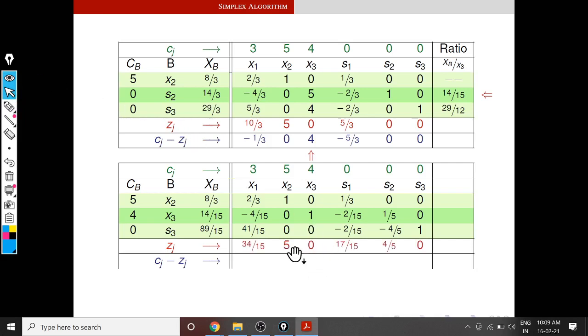34/15 ശരിയാണോ? അതെ സർ. ഓക്കെ ഓക്കെ. എനിവേ 30/15, 5, 0 ഇതിങ്ങനെ വരും. ഇനി ZJ - CJ കണ്ടുപിടിക്കാൻ പറ്റും ഉറപ്പായിട്ടും.